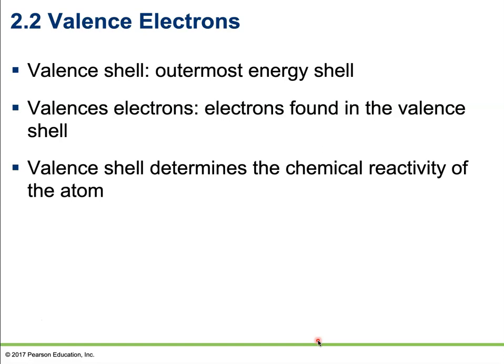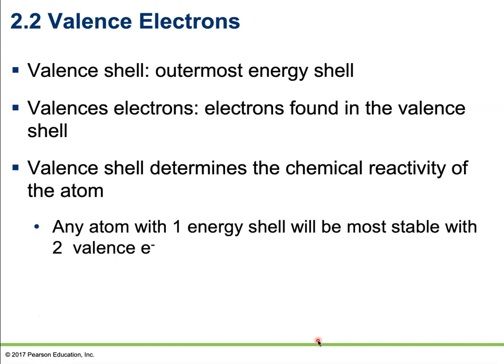The valence shell is what determines the chemical reactivity of an atom. I know we talked about the chemical characteristics coming from the number of protons, but the number of protons determines the number of electrons. The number of electrons determines the number of electrons found in the valence shell, which determines the chemical reactivity of an atom. There are a couple of rules that we should know when we're discussing valence electrons.